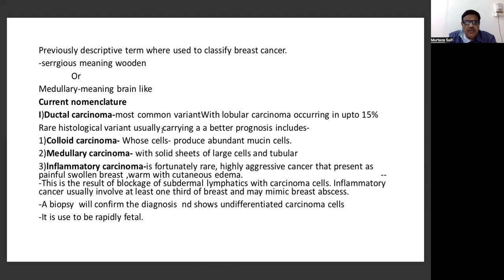These are terms used to classify breast disease as serous, meaning wooden, or medullary, meaning like brain. So pathologically, breast cancer can be serous or medullary. Current nomenclature is ductal carcinoma, the most common variety, and lobular carcinoma.